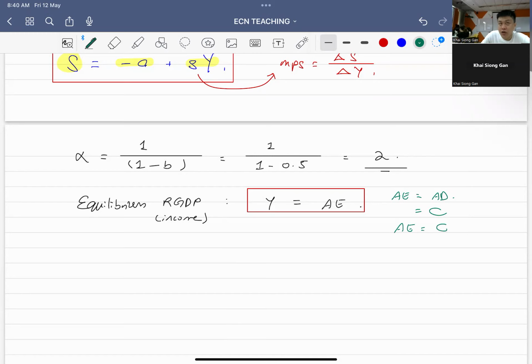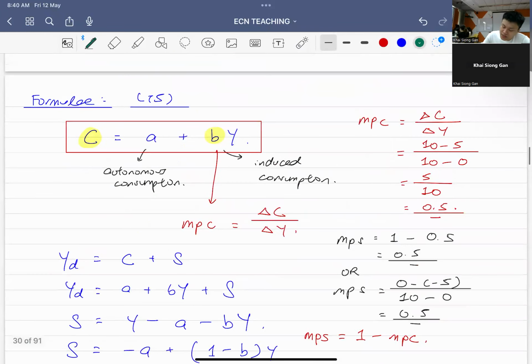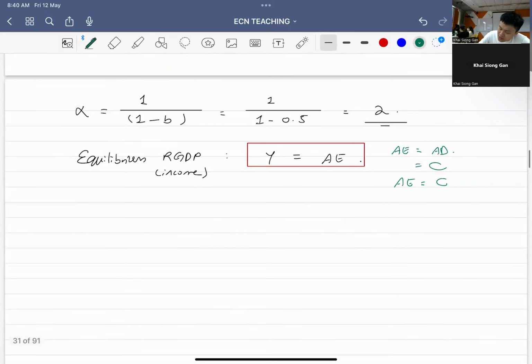But how do I form my consumption function? My consumption function is the one that I learned, C equals A plus BY. So how do we form this? A is autonomous consumption. So how much is my autonomous consumption? 5, right? B is my MPC, which is 0.5. Okay, that is my consumption function. Make sure you know how to form this function itself.